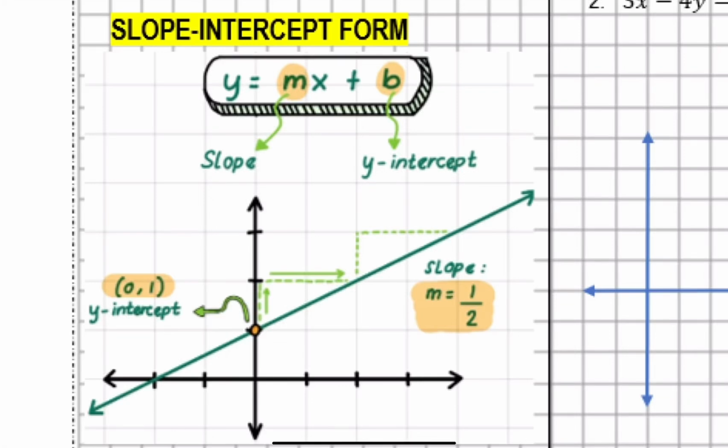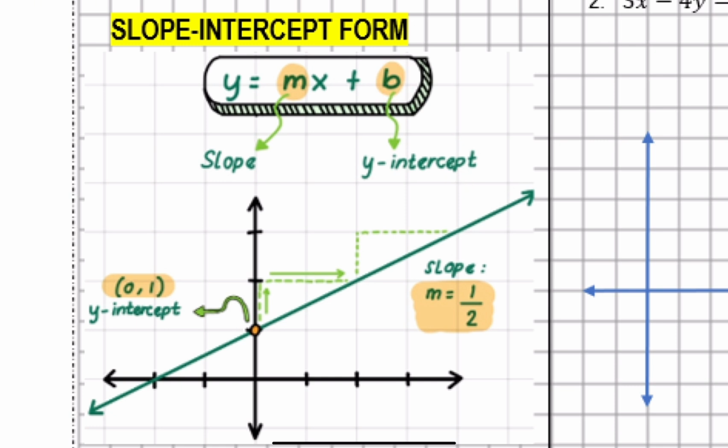Hi guys, our topic for today is about slope-intercept form. Slope-intercept form is one of the equations of the line with the form y is equal to mx plus b, wherein m is the slope and b is the y-intercept.